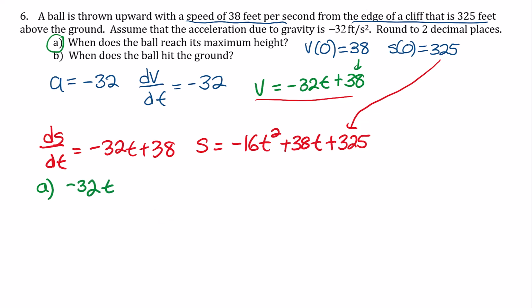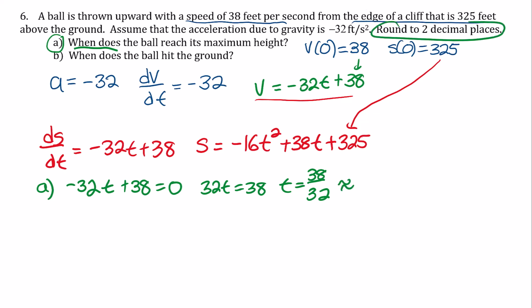And we actually don't need the maximum height. We're supposed to find when it reaches that maximum height. So we just need to take the velocity, figure out when it's 0, and find the time there. So let's move the 32t and then equals 38. So if we divide, we have t equaling 38/32. And let's go ahead and round to 2 decimal places. So if we put that in, we get 1.18 seconds. In 1.18 seconds, it'll be at its maximum height.